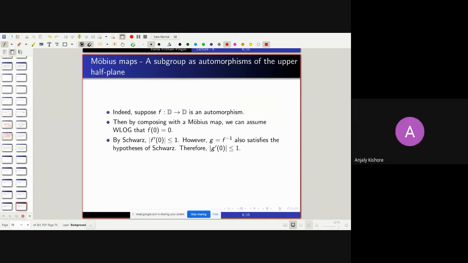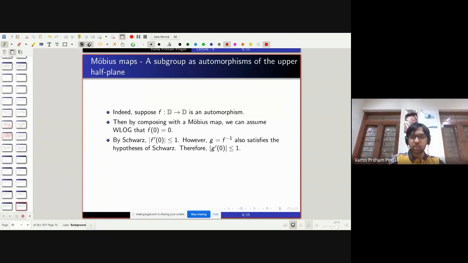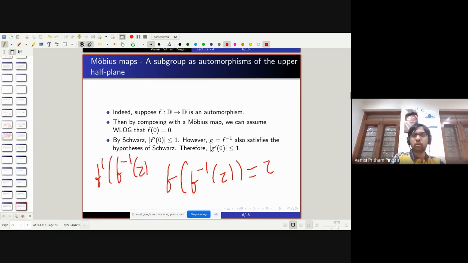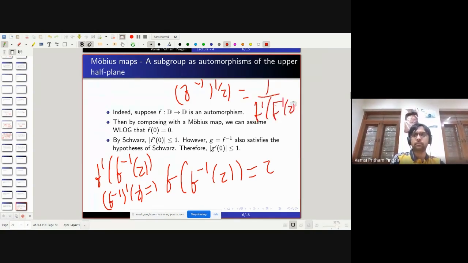By the inverse function rule, sir? 1 by f prime or something. Yes, that's correct. So in other words, f of f inverse of z is z. So by the chain rule, f prime times f inverse prime of z is identity. So f inverse prime of z is 1 by f prime of f inverse z. This is what you were referring to, right? Yes, sir. Okay, good.